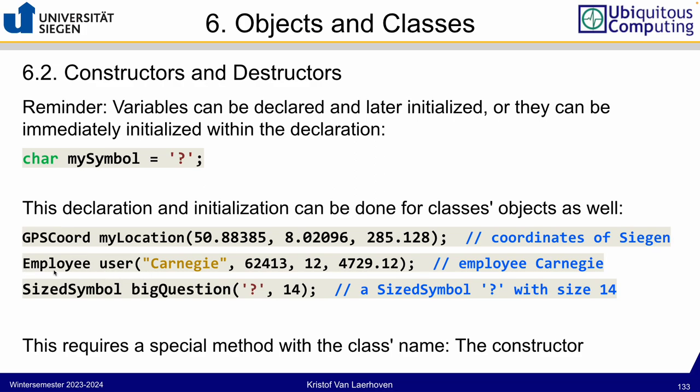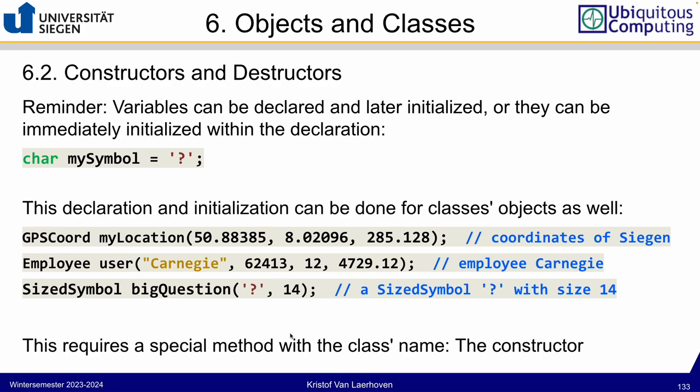Right, here's another example for the employee class that we've seen. In this case, we create an object called user of class employee, and we immediately say this user is called Carnegie, has the ID 62,000 and a bit, is part of department 12, and this is the monthly wage of this particular user. Or we can have something else. We have another class which we called sized symbol, where we say a symbol needs to be sizable with a certain width and height. So in this case, we need to provide not only the symbol that we want to hold in this object, but also the size of the symbol. We call this bigQuestion because it's a question mark, but part of this object's information is also how big the symbol should be, namely 14.